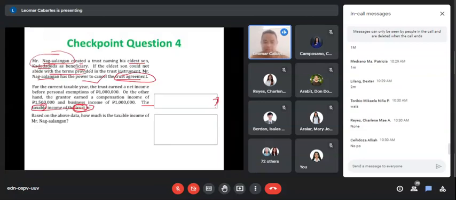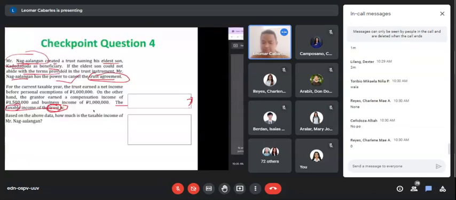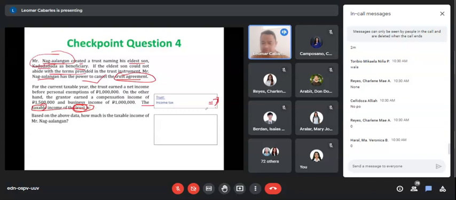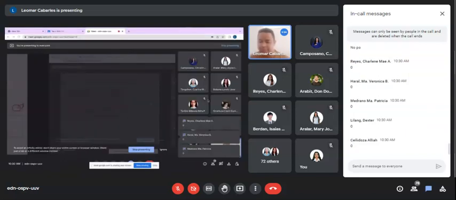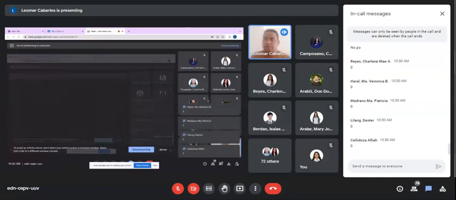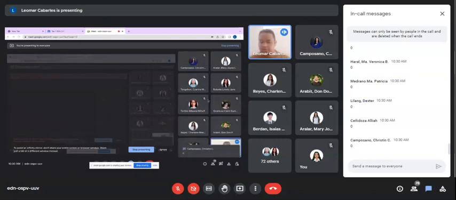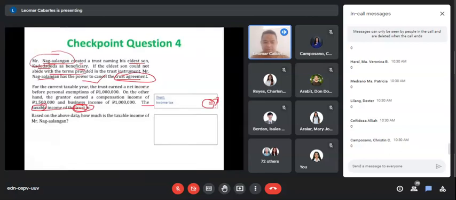So if you're asked, magkano ang taxable income ng trust? The answer is nil, nothing, or zero. There's no taxable income of trust because there's no trust established. Because the trust is just irrevocable. So based on the data, magkano naman yung taxable income ni Mr. Nag-aalangan?